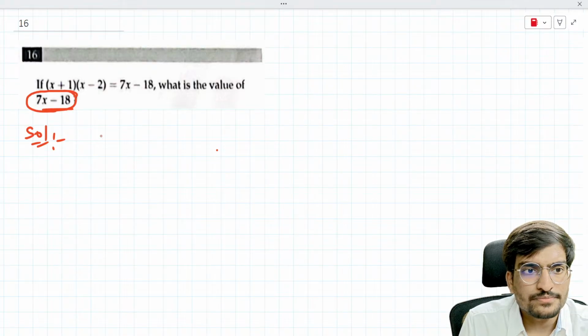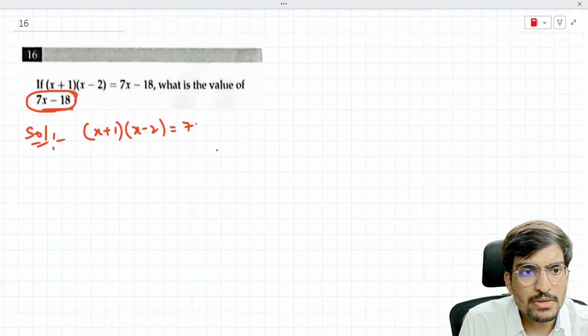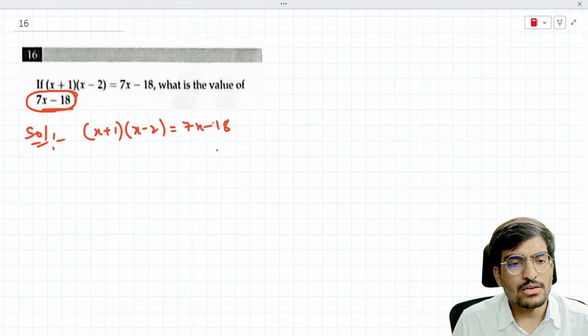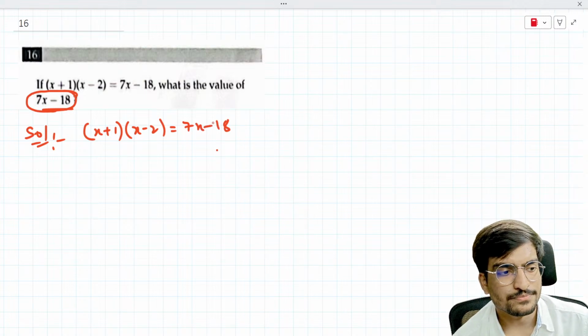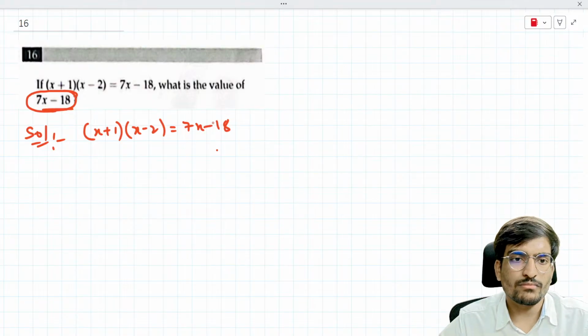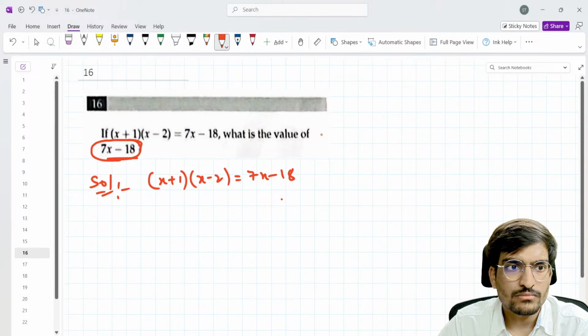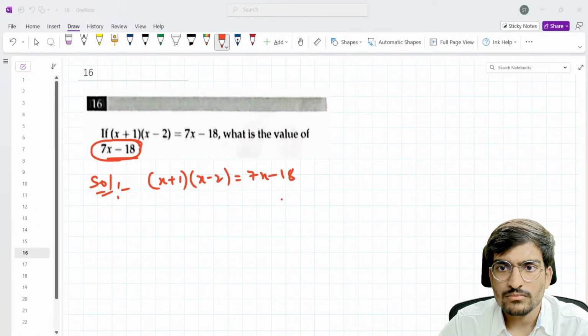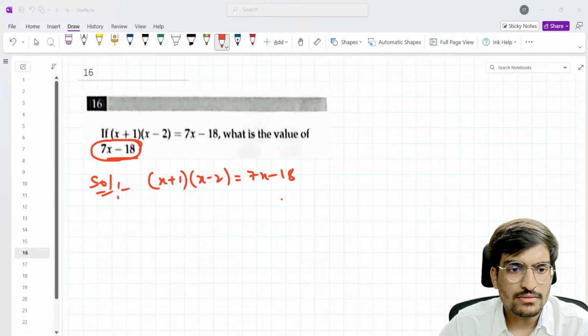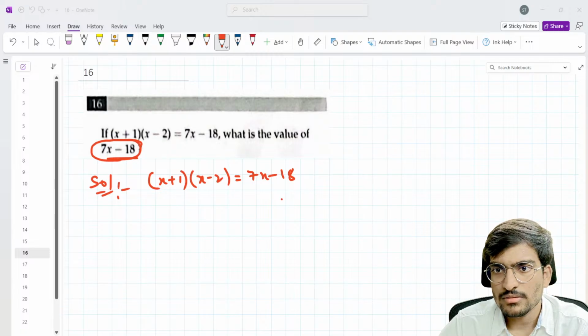So x plus 1, x minus 2. I'm expecting you people to solve it and tell me the answer. I'll be waiting for you. Quick. Okay, where is the other guy? I'm waiting for another answer.